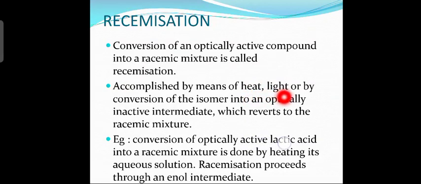You can heat it, or you can keep it in light, okay, or by conversion of the isomer into an optically inactive intermediate, okay, by which you can convert it into a racemic mixture, alright. So these are the processes: either heating or keeping the mixture in light, or converting it into an optically inactive intermediate, okay. Example, conversion of optically active lactic acid into a racemic mixture is done by heating its aqueous solution, okay. So how is it converted? Optically active lactic acid by heating, okay. So by heating the aqueous solution, racemization proceeds through an enol intermediate, okay.